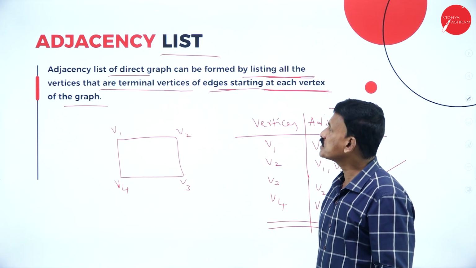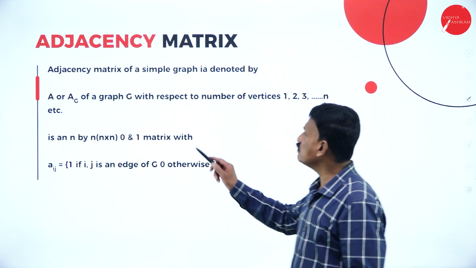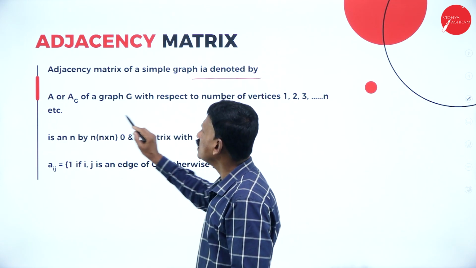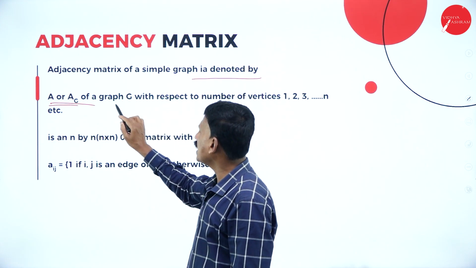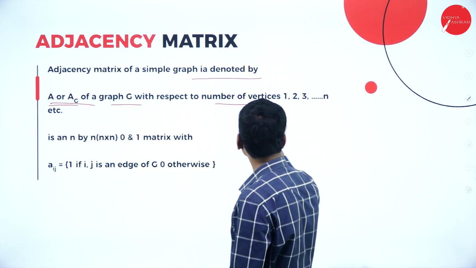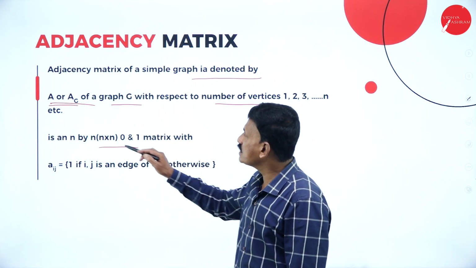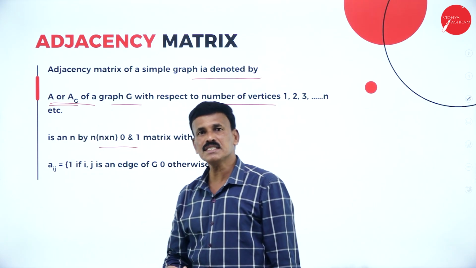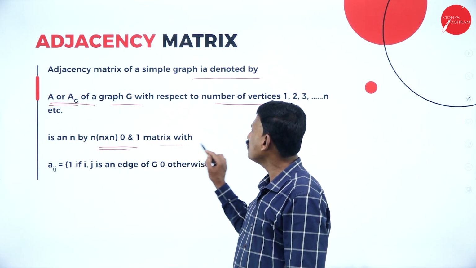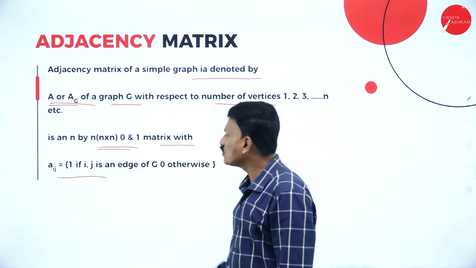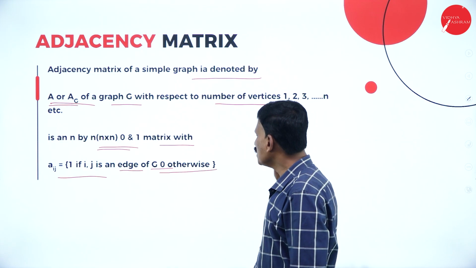Right. Now, let us come to the next concept: adjacency matrix. This is a very important part. The adjacency matrix of a simple graph is denoted by A or AG, for a graph G with respect to the number of vertices 1, 2, 3, 4, up to n. The adjacency matrix is an n cross n, 0 and 1 matrix with Aij equal to 1 if (i, j) is an edge of G, and 0 otherwise.